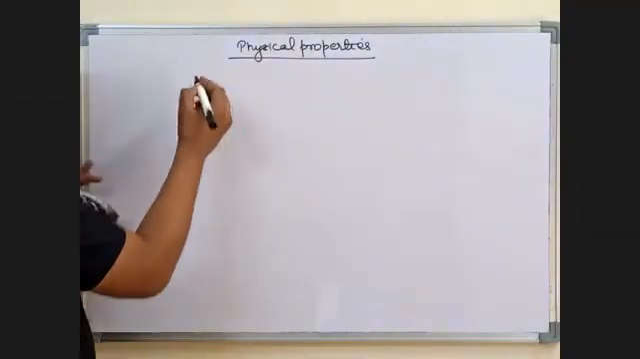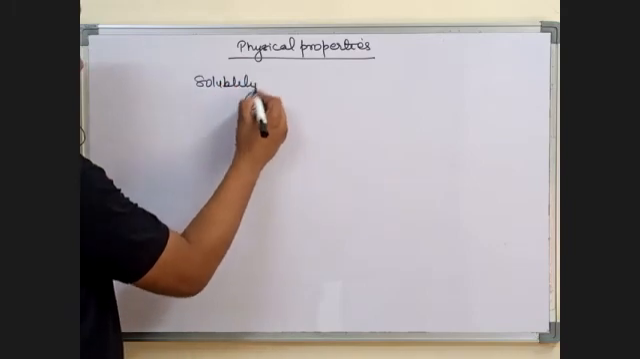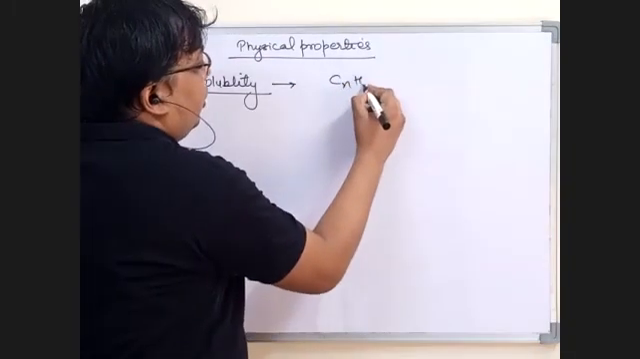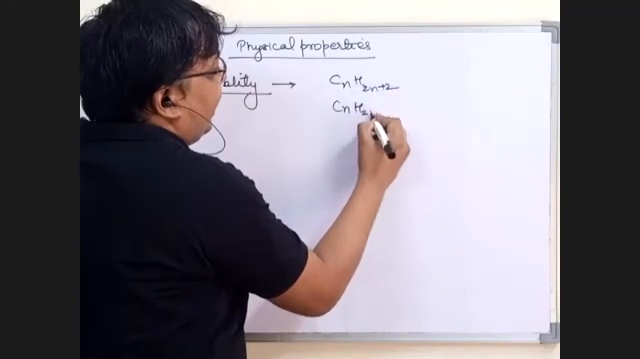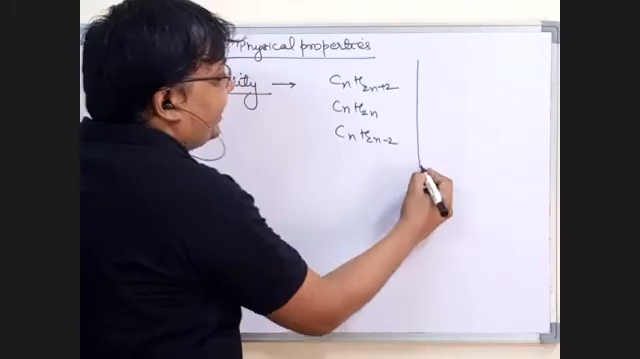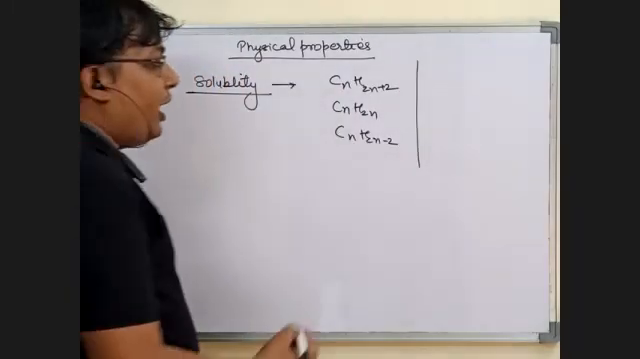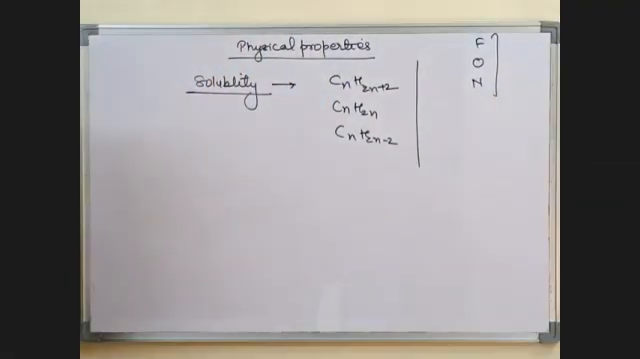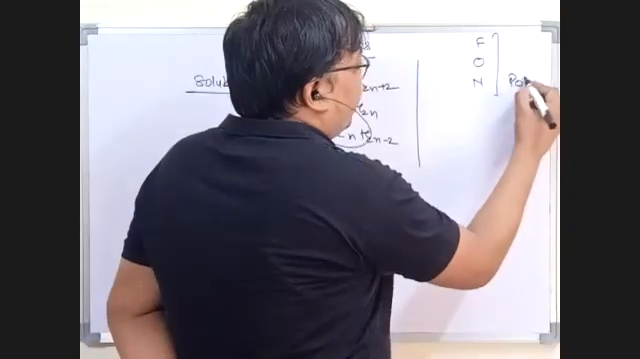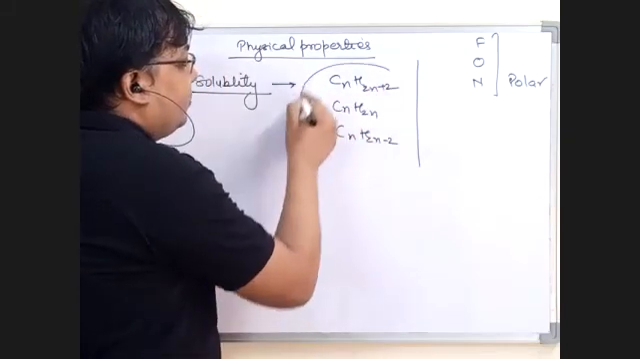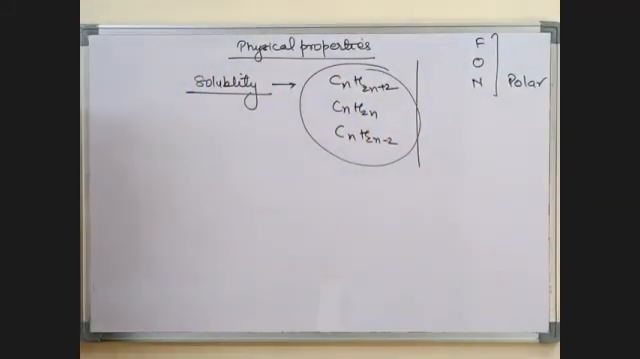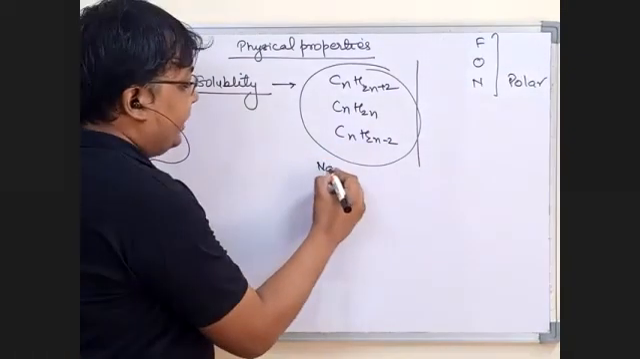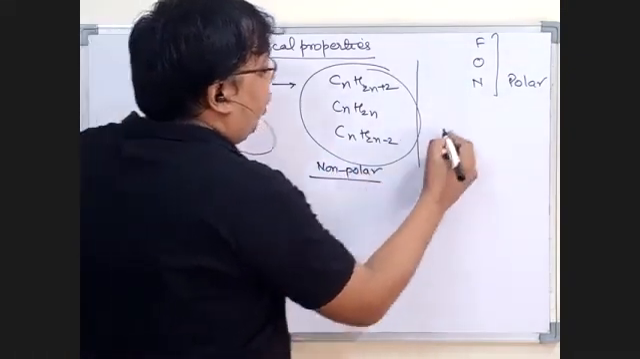In the physical properties, the important point is solubility, which is given on page number 10. Student, all types of hydrocarbon, alkane, alkene, and alkyne, are always non-polar. What does non-polar mean? Whenever your organic compound contains fluorine, oxygen, nitrogen, it is polar. But alkane, alkene, and alkyne do not contain fluorine, oxygen, nitrogen. That's why they are non-polar. And a non-polar substance is always insoluble in water.